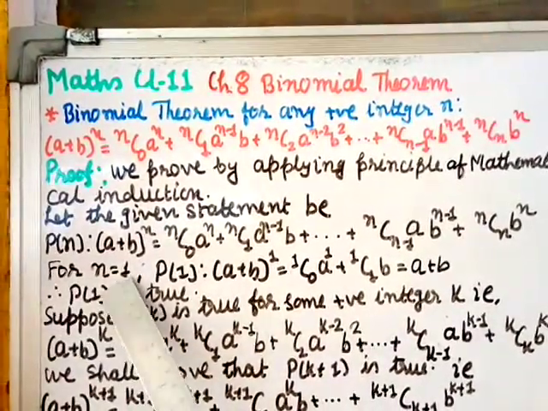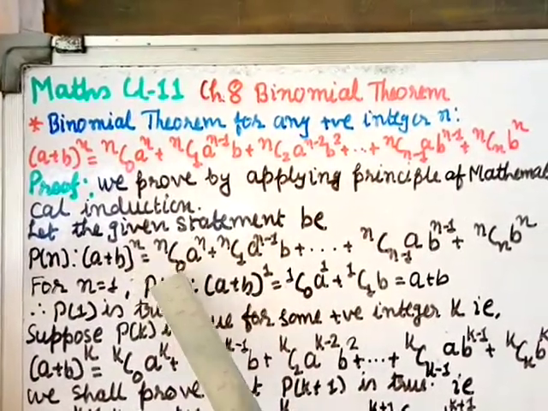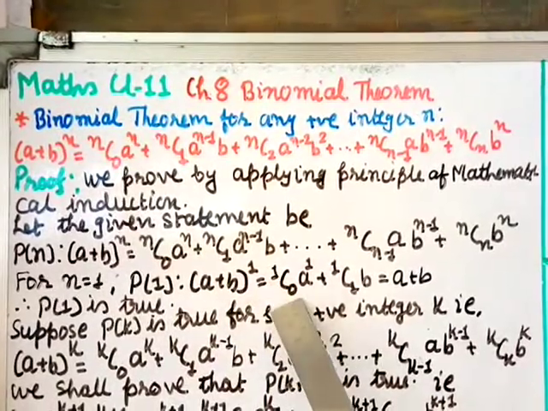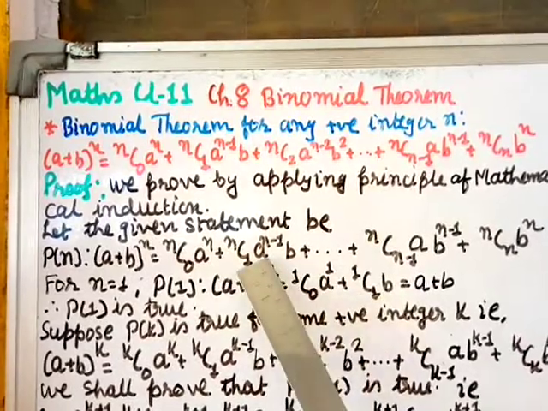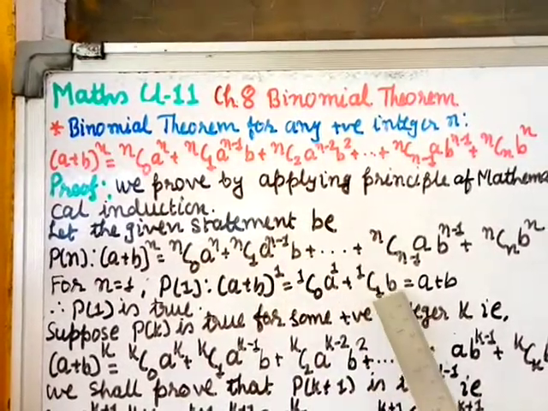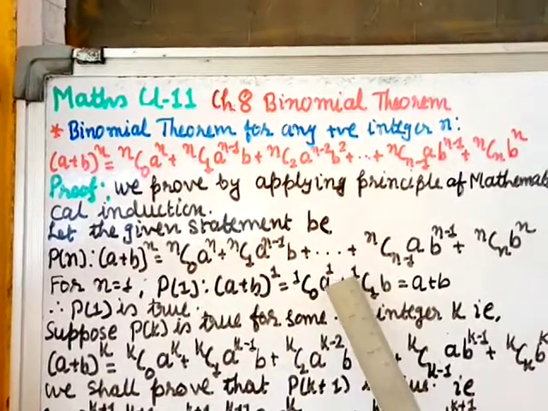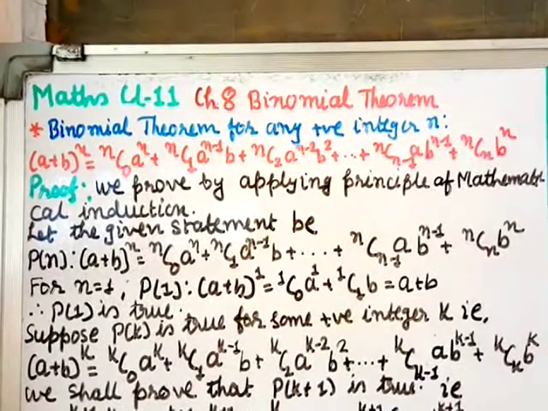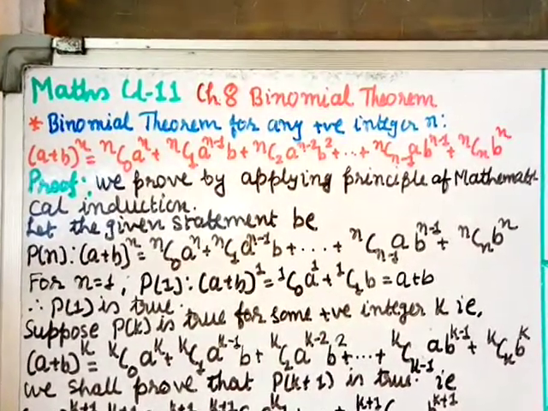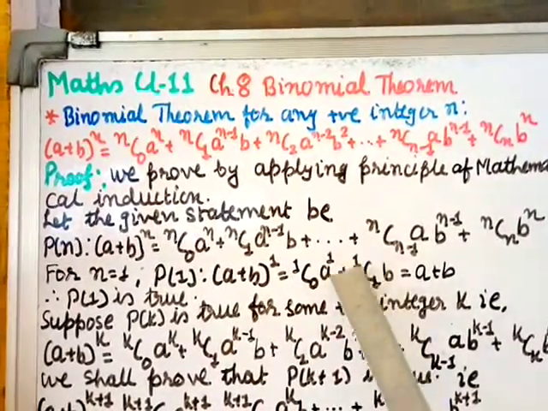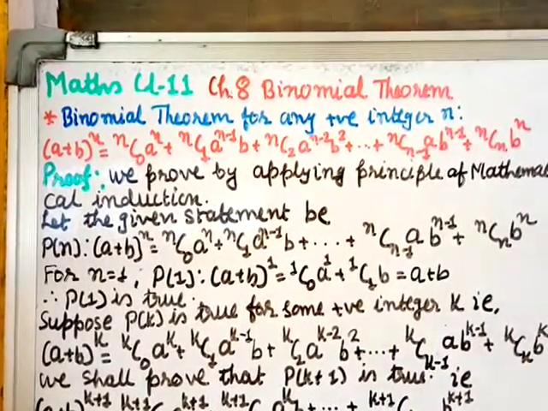So for n equal to 1, put n equal to 1. So P1: (a + b)^1 = 1C0 a^1 + 1C1 a^(1-1) b, where n is 1. Here 1C0 value is 1, the coefficient is 1, and 1C1 value is 1. We can use the nCr formula, that is n factorial divided by r factorial into (n minus r) factorial. If you use that formula, this value will be 1, this value will be 1. So here remains a and here remains b. So that means P1 is true.